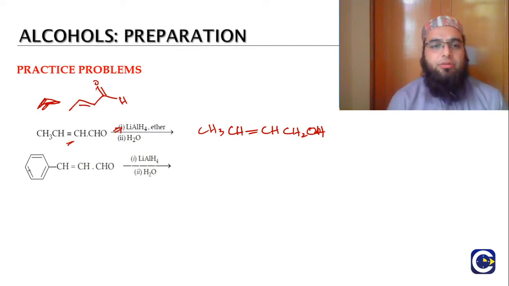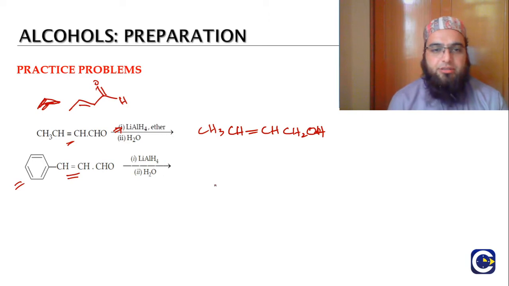Now looking at another example, again we have a double bond here, an alkene, and we have CHO, meaning again we have an aldehyde. We are reducing this with lithium aluminum hydride, the same reagents, but here we have a phenyl group. This is the phenyl group that's attached to the double bond. As we already said, if a phenyl group is attached to the double bond of the alkene, then lithium aluminum hydride can reduce this as well.